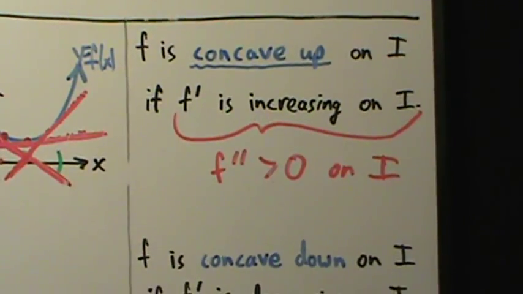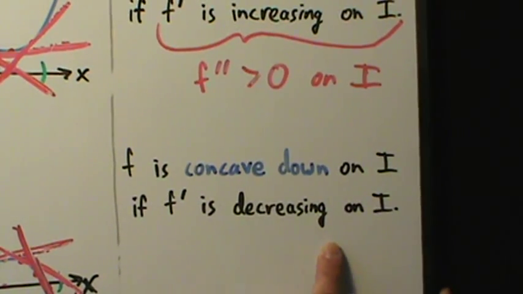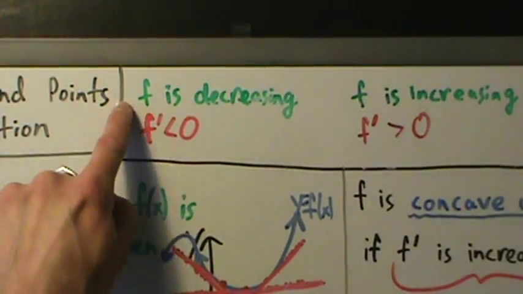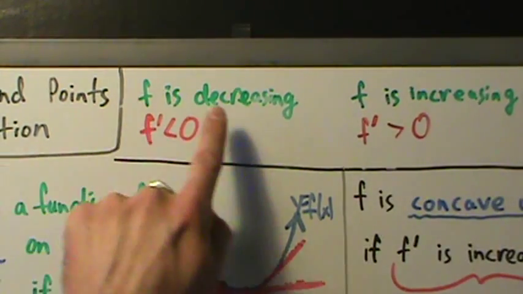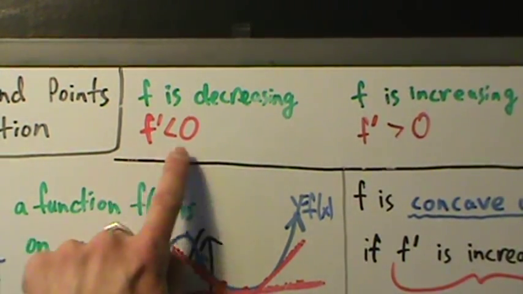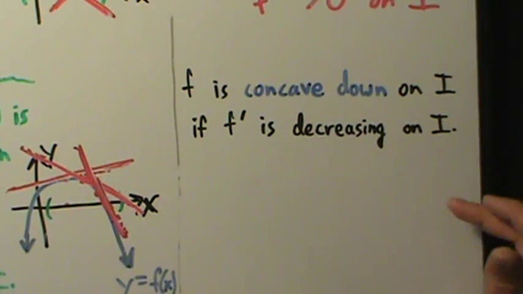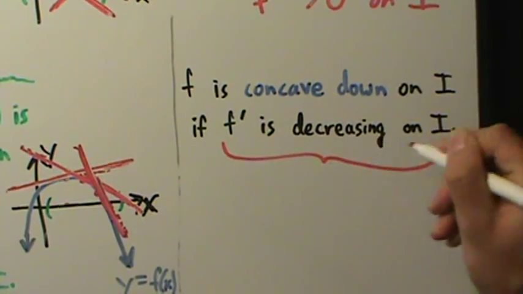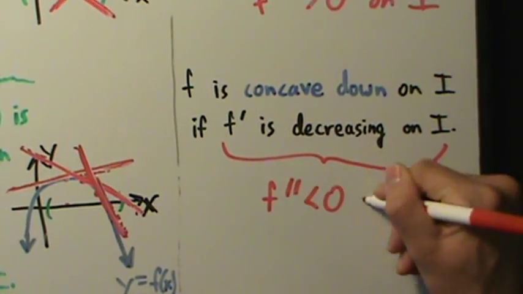Before we talk more about that, let's also come down here and summarize this. So f is concave down on I if f prime is decreasing on I. So what does it mean for f prime to be decreasing? Well, over here, we know that f is decreasing if f prime is negative. So a function is decreasing if its derivative is negative. So this function is decreasing if its derivative, f double prime, is negative. So f prime is decreasing on I if its derivative, f double prime, is negative on I.